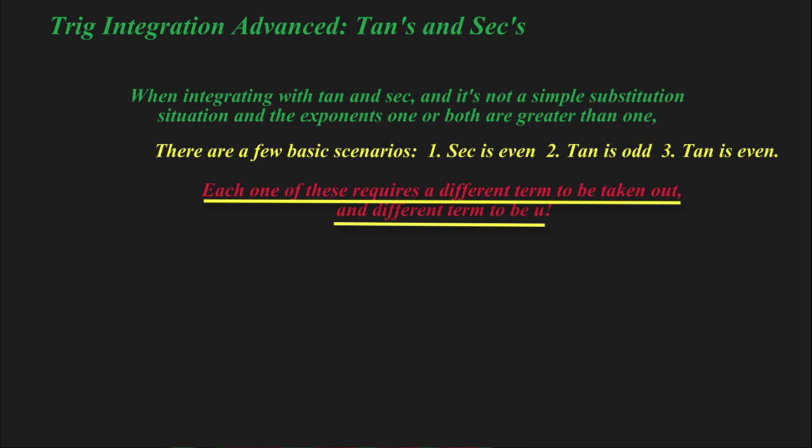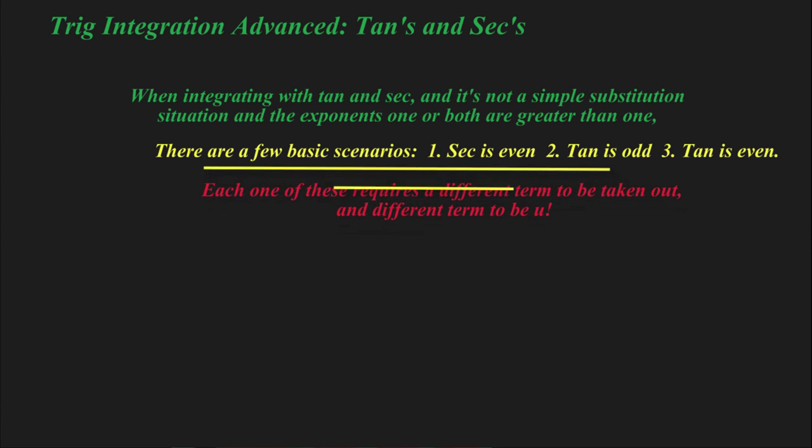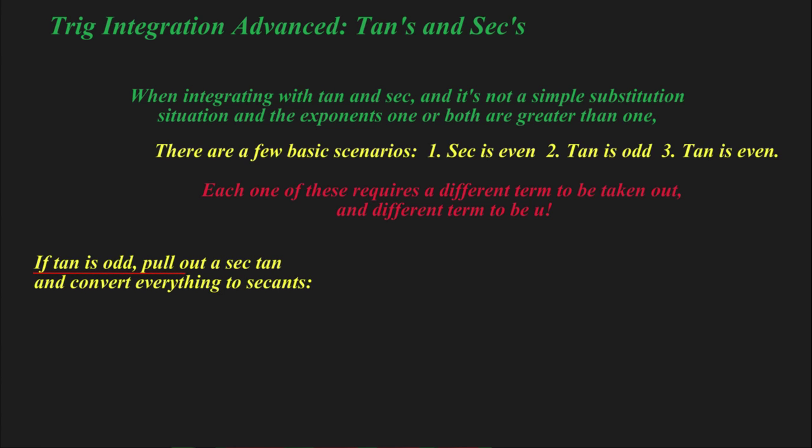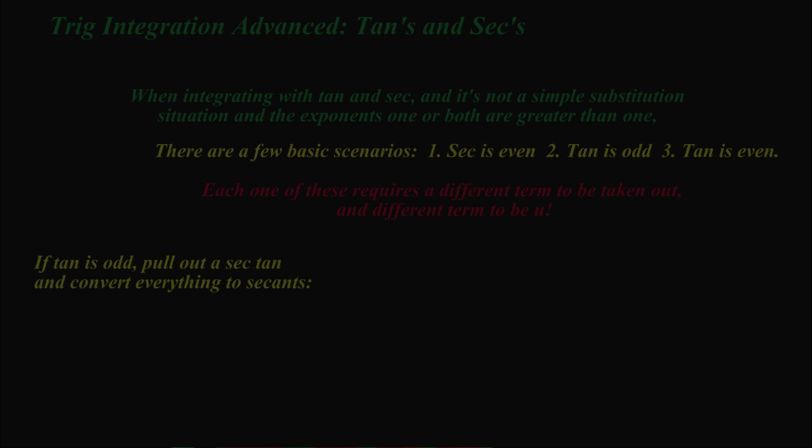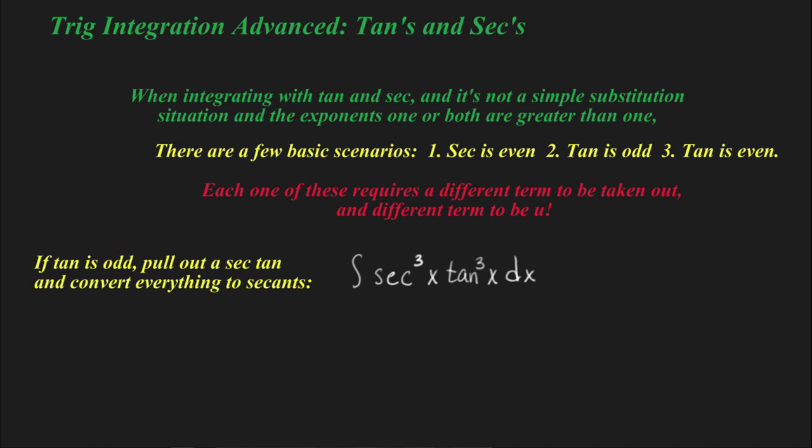In this case, when tangent is odd, what we're going to be doing is pulling out a secant tangent and then converting everything into secants. So we pull out a secant tangent, convert everything into secants. All right? And when we do so, we will end up with a u substitution problem if we did everything correctly, in which u will be your secant, du will be your secant tan. So let's look at an example partially solved to see what's going on.